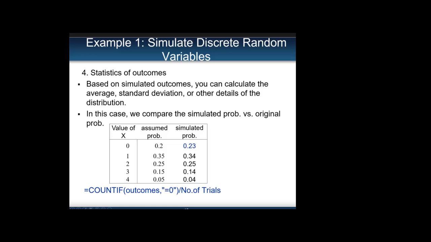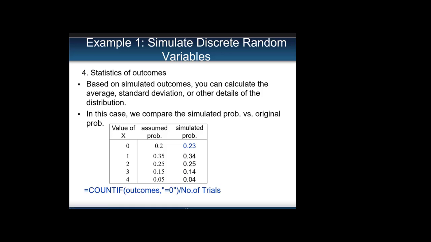From the simulated data, what is the simulated probability of hitting value equal to 0? So what we do is look at all the outcomes of the 100 simulations, look at the value equal to 0, then divide by the number of trials, which is 100 repeats. So we got 23. And for value x, in one of the simulations we got 34. So this is close but not identical.